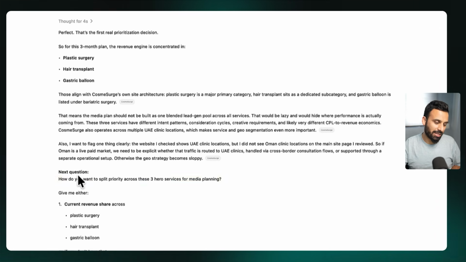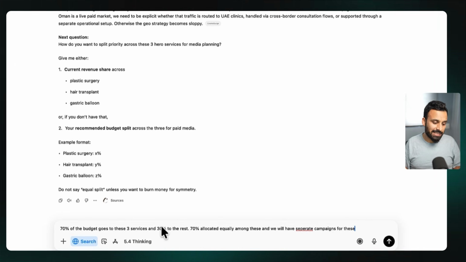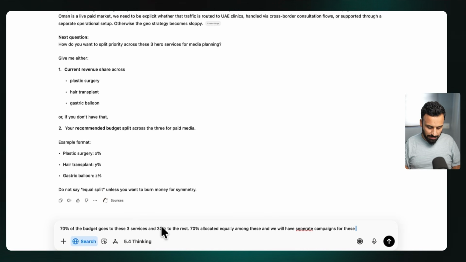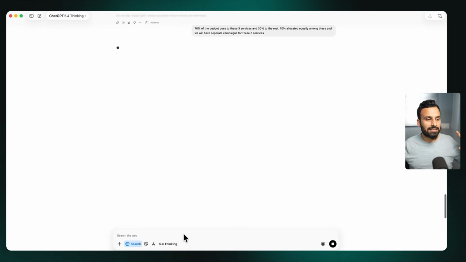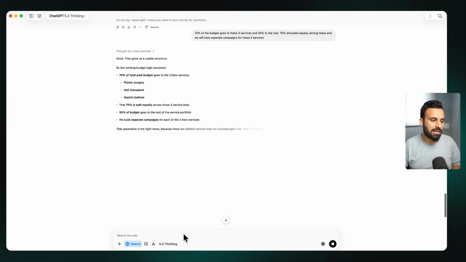And then next question: how do you want to split priority across these 3 hero services for media planning? Valid question, and believe it or not, this is the kind of question you should ask such a client. Okay, 70% of the budget goes to these 3 services and 30% to the rest. 70% allocated equally among these 3, and we will have separate campaigns for these 3 services. That's how the client is doing it, because they have separate clinics with their own specialty and their own budgets, but this is how they want to split it.